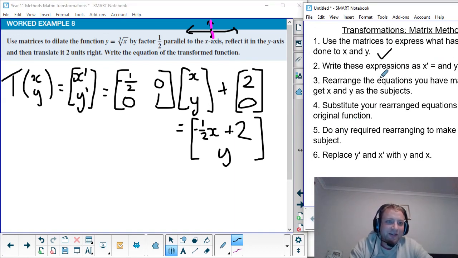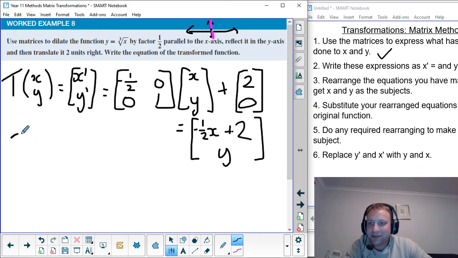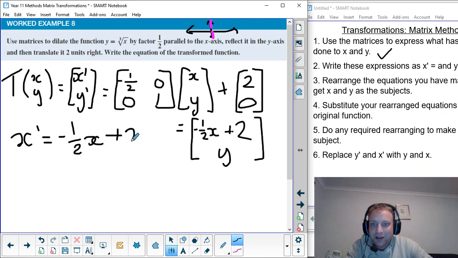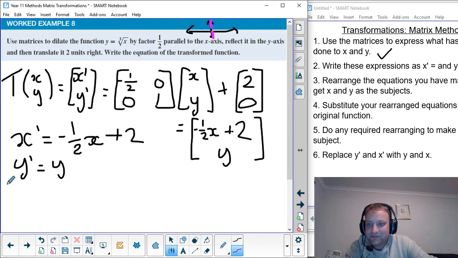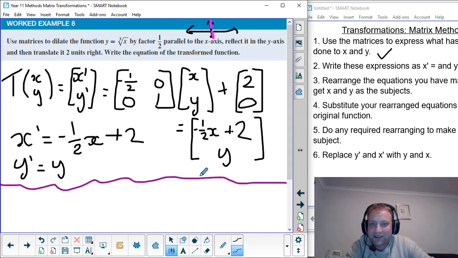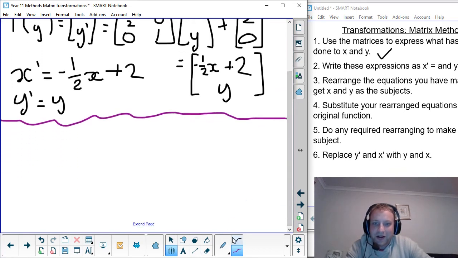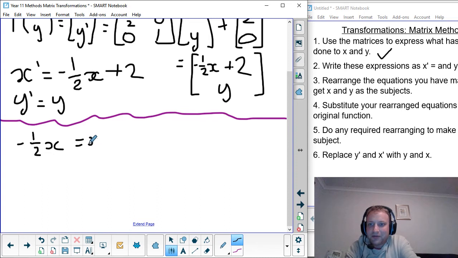Now we will write the expressions as x dash and y dash. So we just say that x dash equals the top entry. Right, so x dash equals negative a half x plus 2. You can see this is where all the work's going to go. And y dash equals y. All right, step 2 done. We now need to do our transposition, really only with the x's and the x dashes, because y is already equal to y dash. So we've got a couple of steps to get x by itself here. The first thing that we'll do, other than the fact I've swapped the left and the right hand side, is subtract 2.